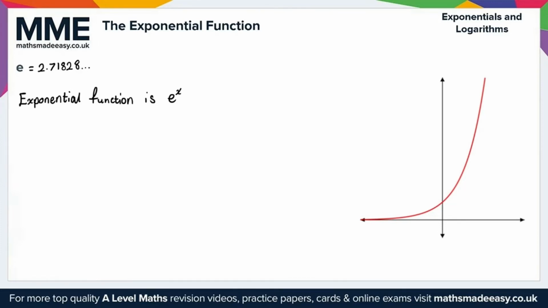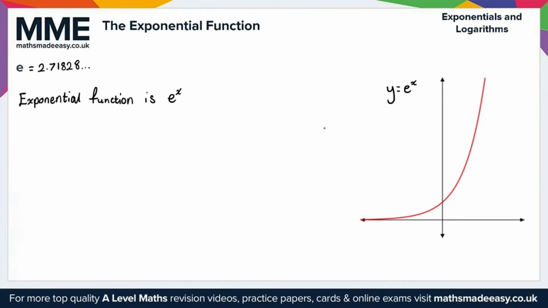Now, e to the x has some special properties that we need to be aware of. The most notable being the gradient of e to the x is simply e to the x. And this will become very important in the differentiation section of the course. There's also some key facts to remember about the graph of y equals e to the x. And we can see this graph here. This is y equals e to the x.